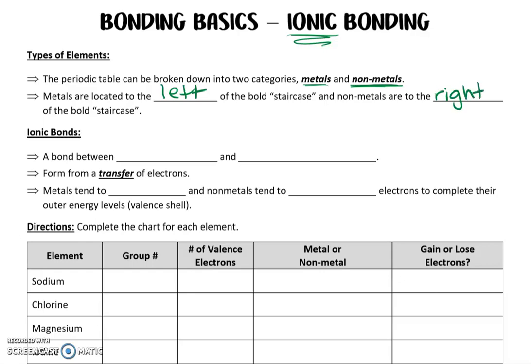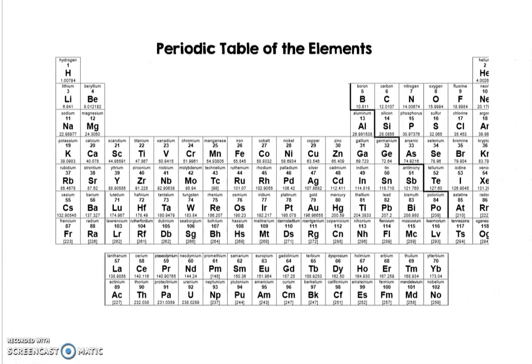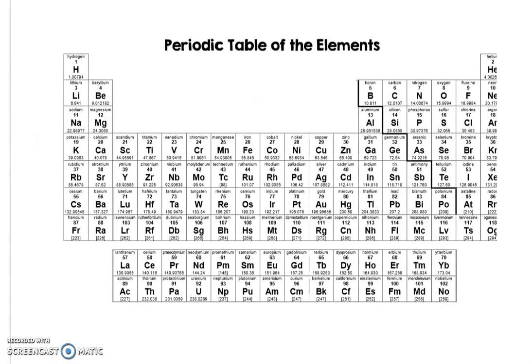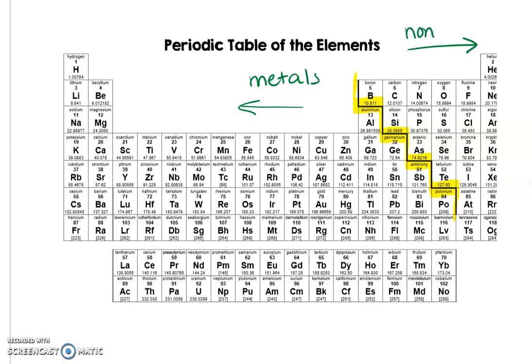the bold staircase. So if you take out the periodic tables that we've given you, the bold staircase that I'm talking about is towards the right side here. This big bold line is the staircase. Elements on this side are metals. Elements on the right side here are nonmetals. So that's how we differentiate between nonmetals and metals on our periodic table.